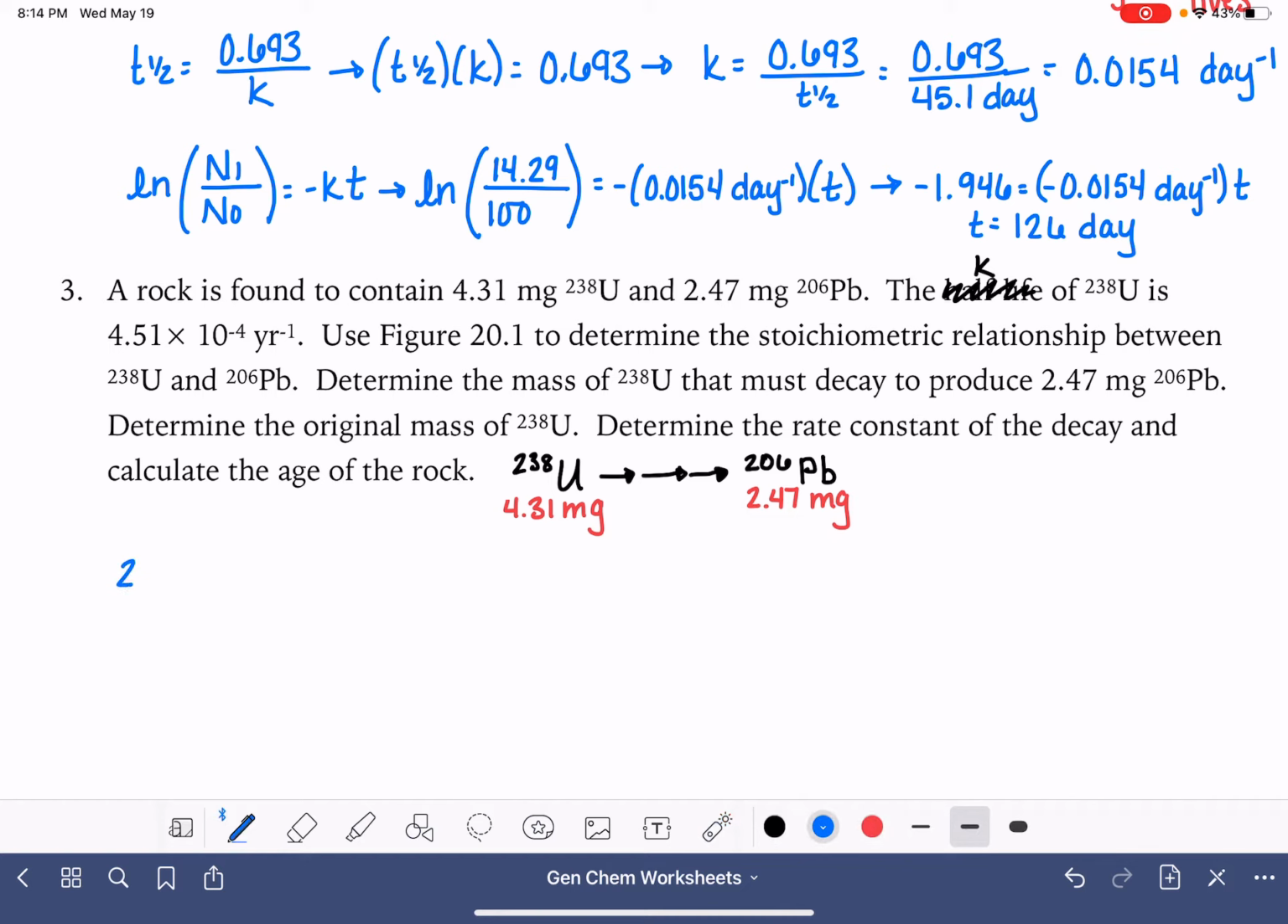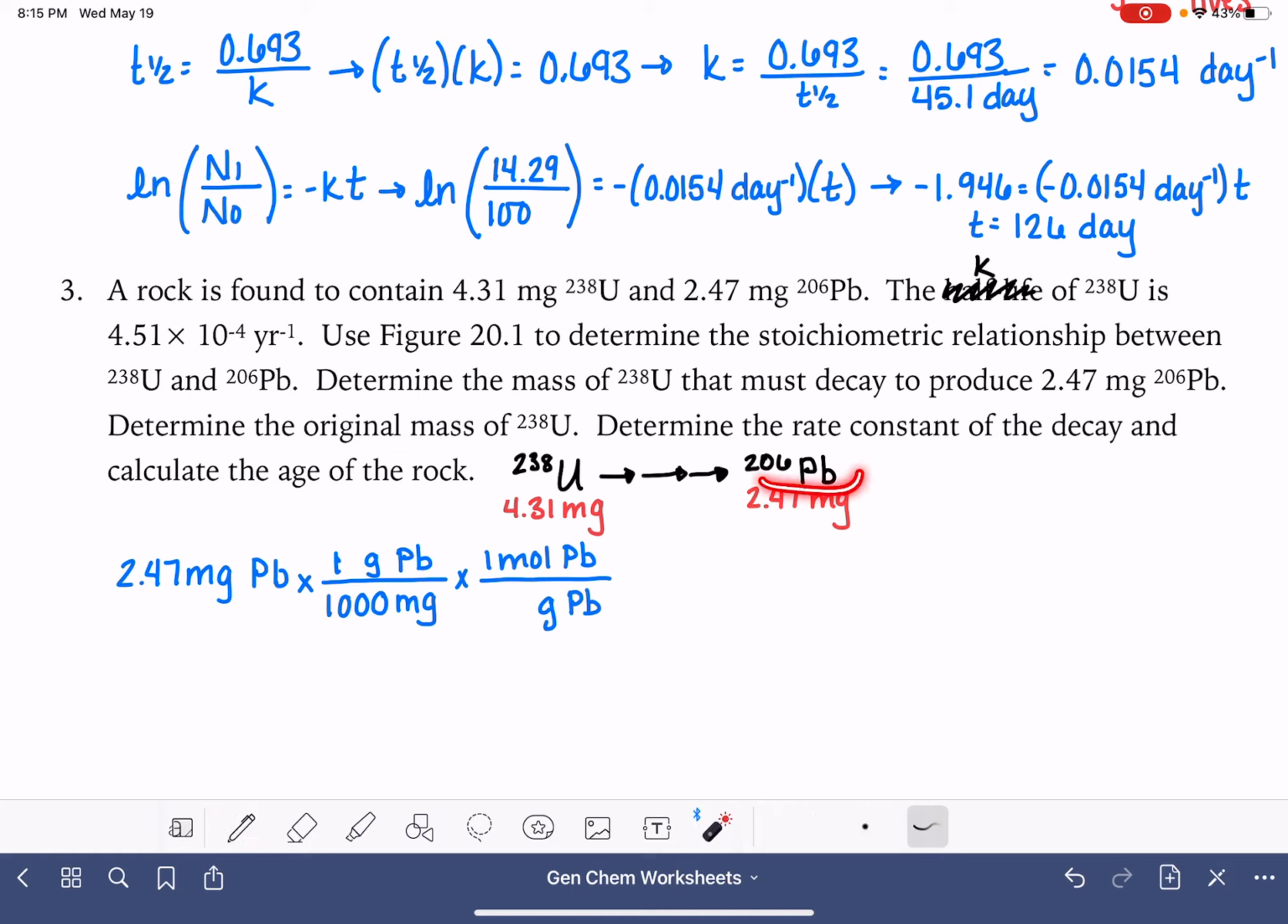We know that we have 2.47 milligrams of lead, and we want to convert that into grams. There are 1,000 milligrams in a gram, and then we want to convert our grams of lead into moles of lead, because the only way we can relate lead to uranium, or any atom to any other atom, is a mole-to-mole ratio from a balanced equation.